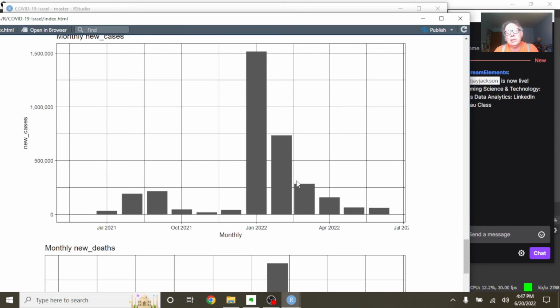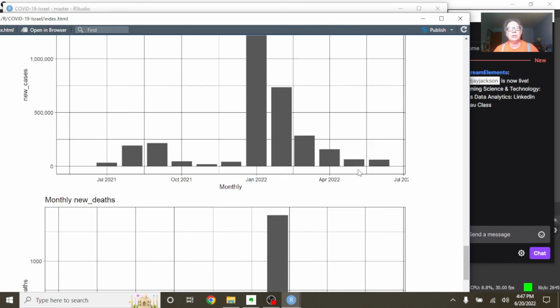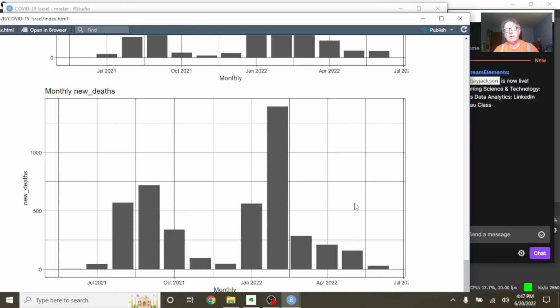Monthly cases, 1, 2, 3, 4, 5. It's going to be close, but maybe this will be the fifth month in a row we see a decline, very close to a decline in the COVID-19 cases in Israel. And a very good chance June is going to be the fourth month in a row we see a decline in COVID-19 deaths in Israel.